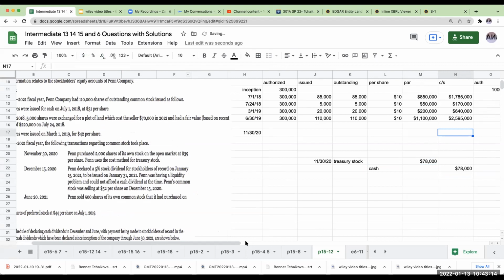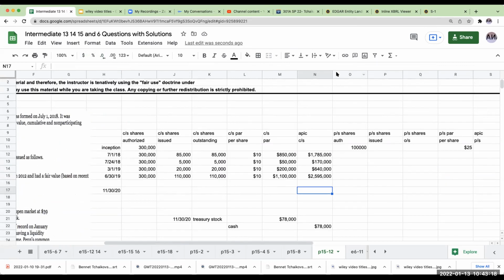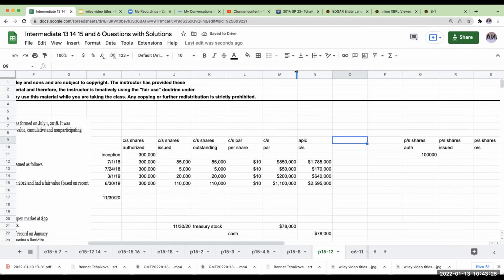Okay, so what I'm going to do here is I'm actually going to show the treasury shares next to the common stock, because that's what it's going to be impacting.